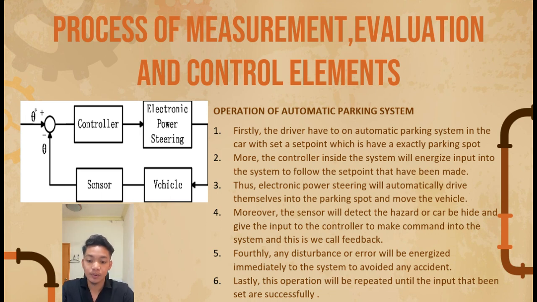Thus, electronic power steering will automatically drive itself into the parking spot and move the vehicle. Moreover, the sensor will detect a hazard or a car behind and give the input to the controller to make a command into the system, and this we call feedback. Fourthly, any disturbance or error in this system will be addressed immediately by the system to avoid an accident. Lastly, this operation will be repeated until the input that has been set is successfully achieved.